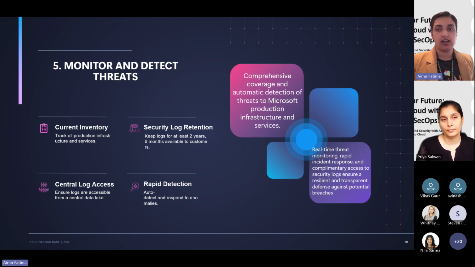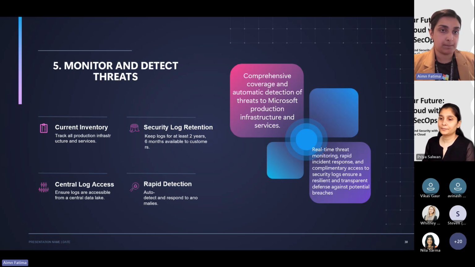We do this by maintaining a current inventory of 100% of all Microsoft production infrastructure and services to ensure that all assets are accounted for. And we retain all of these security logs for a minimum of 6 months. And then all security logs are obviously stored in a central data lake, which enables effective and efficient security investigations.